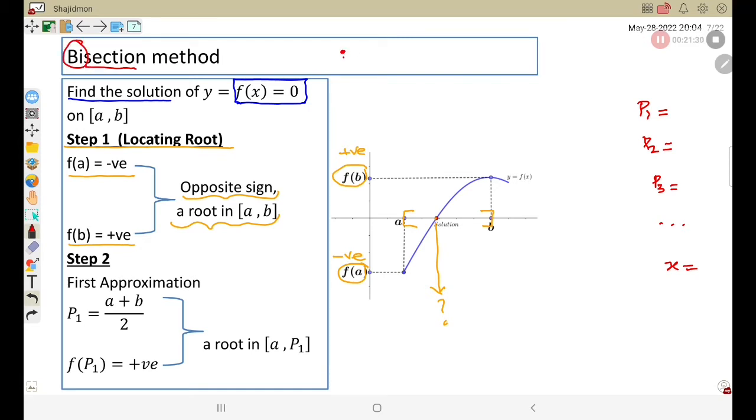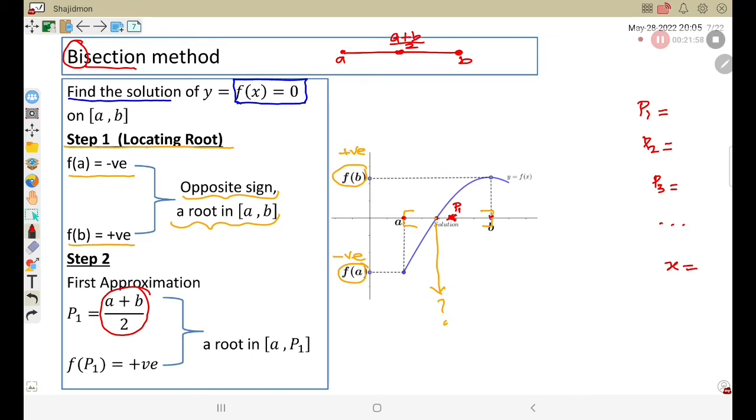For example, starting number a, ending number b. How do we find the middle of these numbers? Just a plus b divided by 2, adding the two numbers and dividing by 2. So in bisection, p1 equals a plus b divided by 2. That means finding the middle of the numbers a and b. See, I am marking it here in the graph. This is the middle, take it as p1, the first approximation.